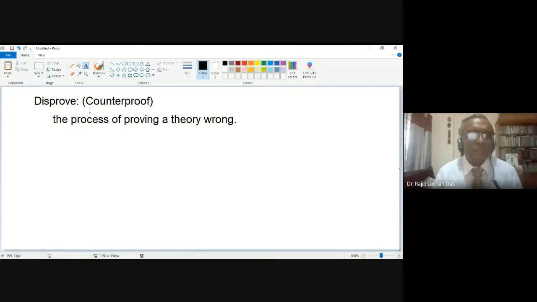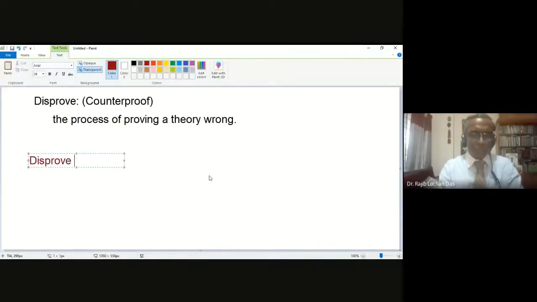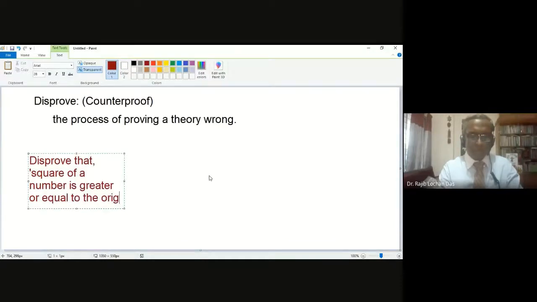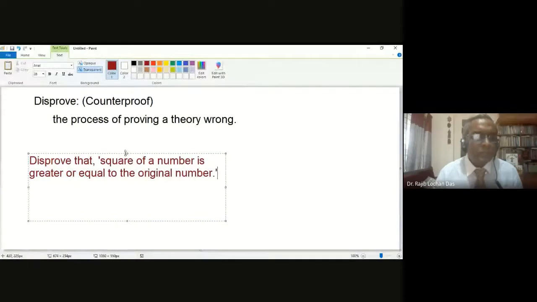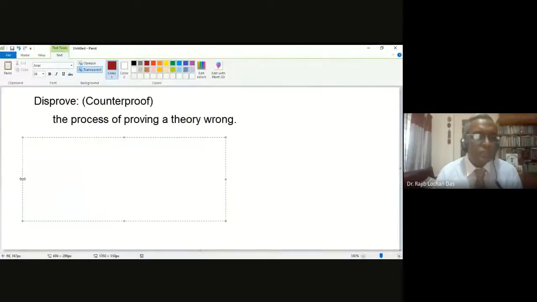So, say I'm giving one example. Say, disprove that there is a theory. Say it is like: the square of a number is greater than or equal to the original number. So this is the theory, and you will disprove this. Do you think it is possible to disprove? That means you can show that the theory is wrong.